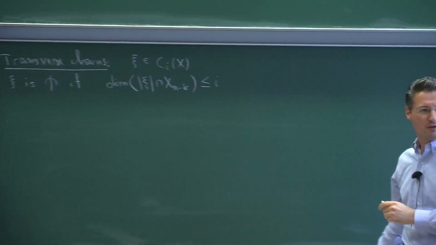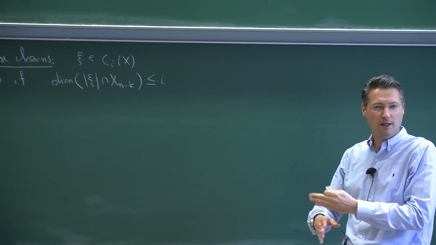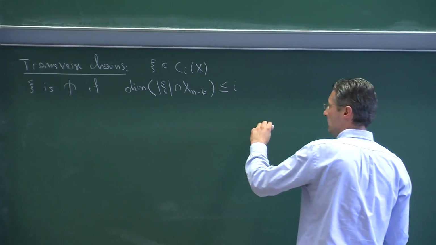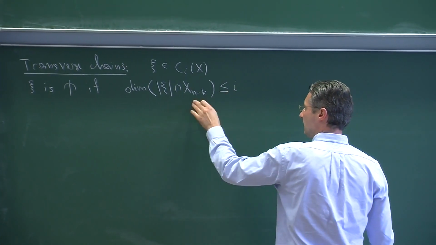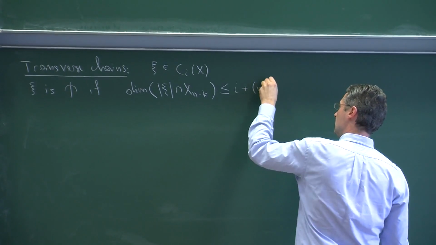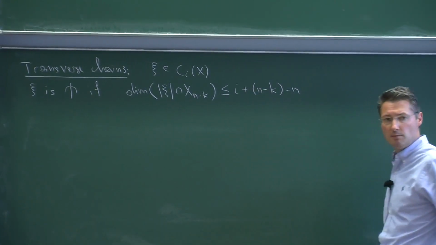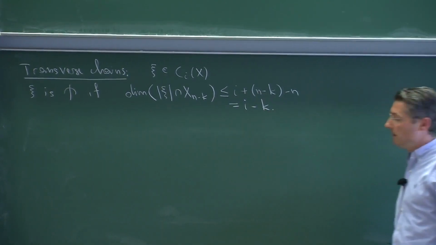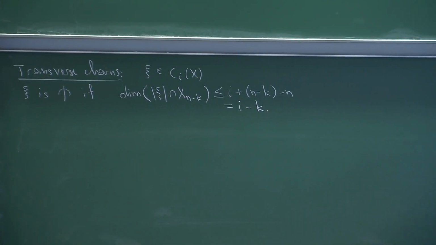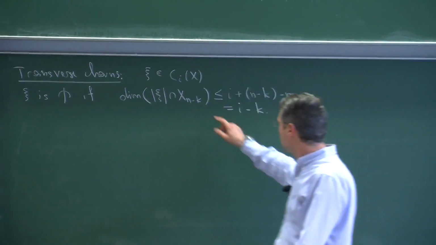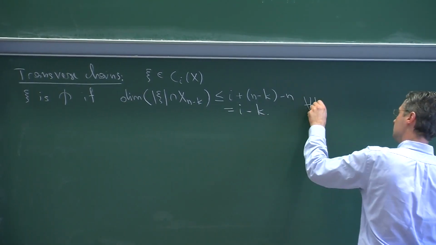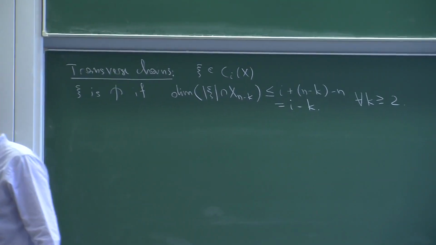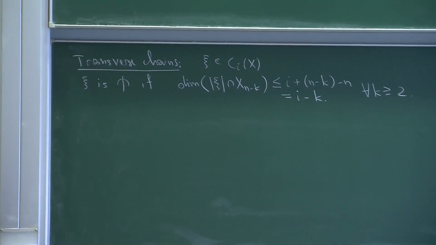Now, what should it be in the transverse case from linear algebra, right? When do two vector spaces intersect transversely? Well, you take the sum of the dimensions of the subspaces, and then you subtract the dimension of the ambient space. So this is nothing else than i minus k. So if this dimension is no more than i minus k, and this is true for all k, then I say the chain is transverse, or more precisely, transverse to the strata, we could say.